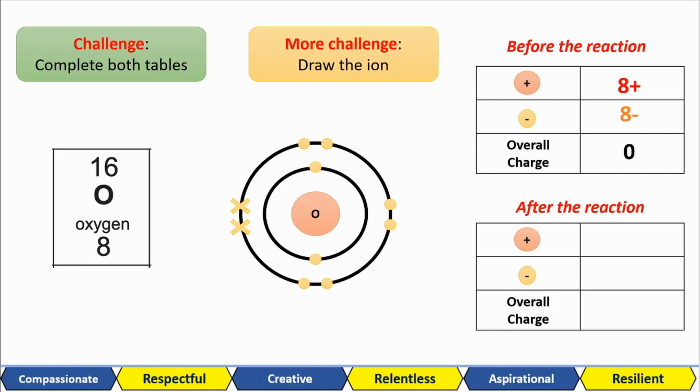That's why these are called dot and cross diagrams. You either use dots or crosses to show the different electrons. In this example, the dots are the electrons from the original oxygen and the crosses are the new electrons that came from elsewhere. So now we have 8 protons, 10 electrons, so we have an overall charge of 2-.